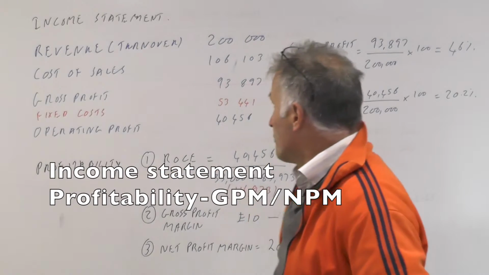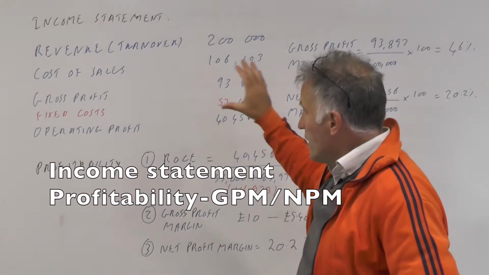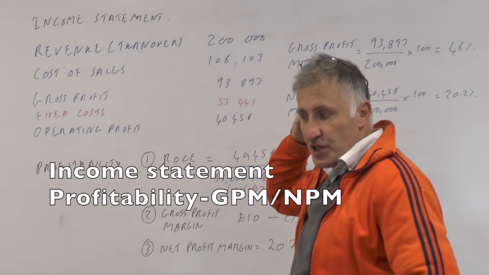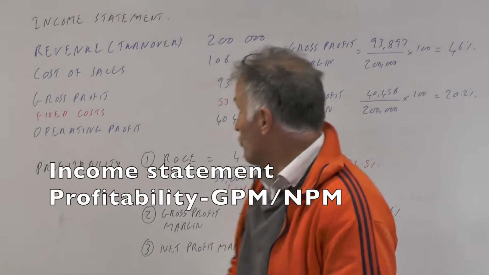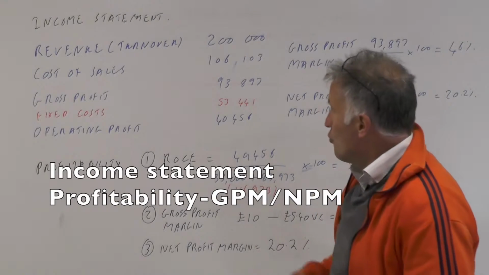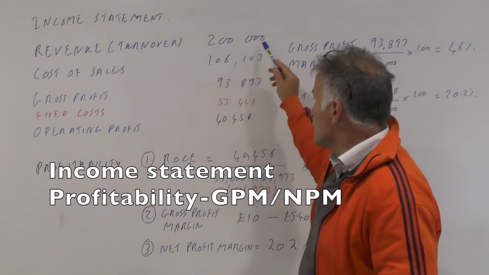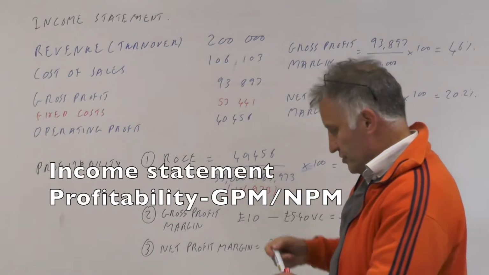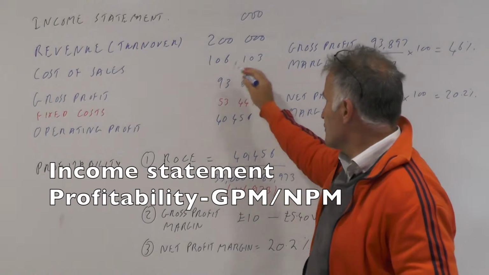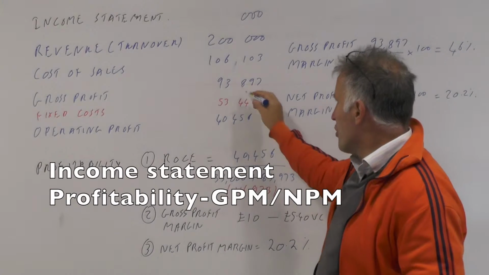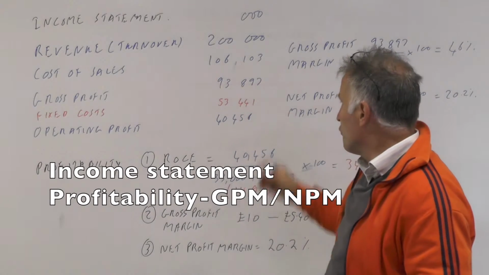Lesson 10, and we're going to have a look at profitability here. Now we have the Superstyle PLC income statement here, which I usually call a profit statement, but it's called an income statement. On the paper they gave us, the revenue was 200 million. I know it says 200,000 on here, but that is 200 million pounds. The cost of sales is 106 million, so we have a gross profit of almost 94 million.